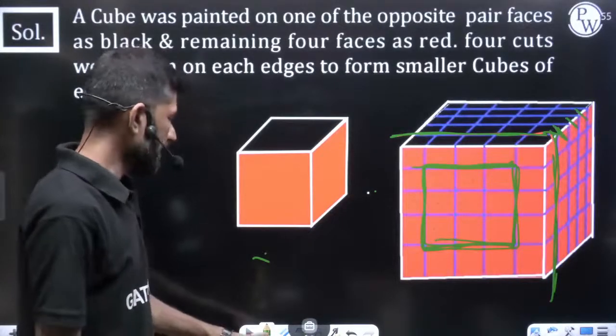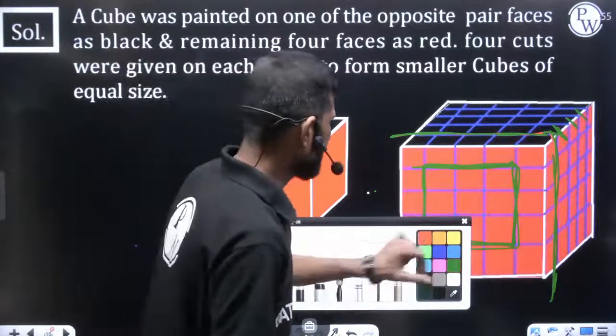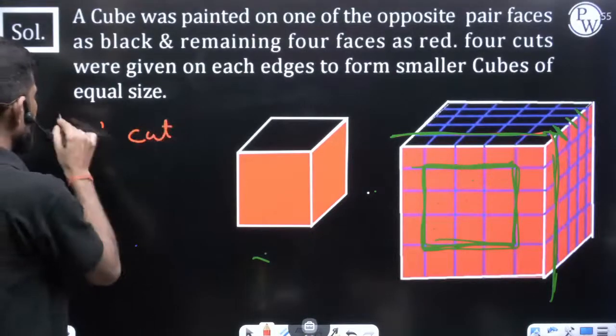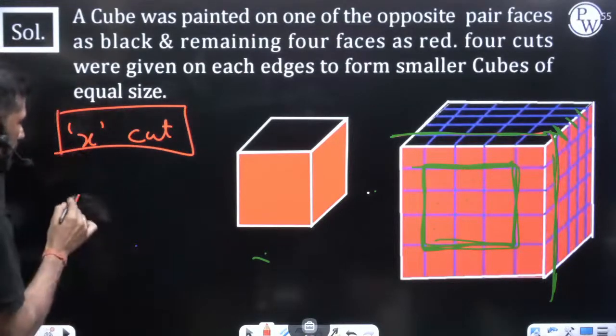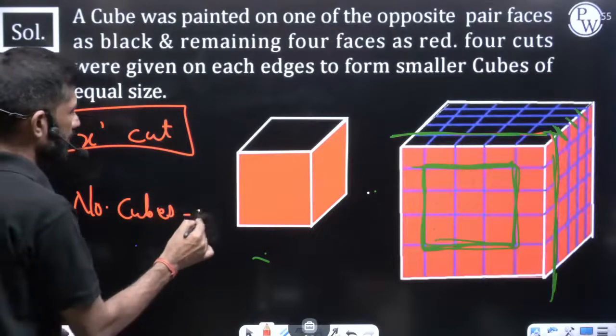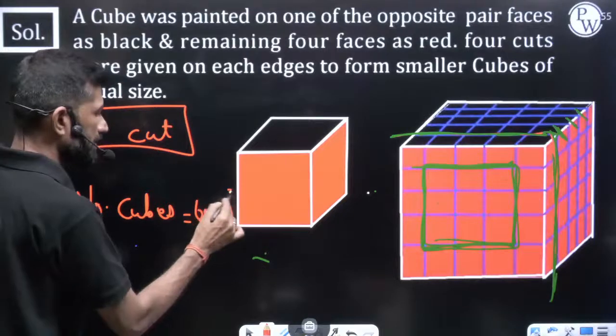Or try to understand, if I give x cuts on each edge, the number of cubes formed will be definitely (x plus 1) to the power 3.